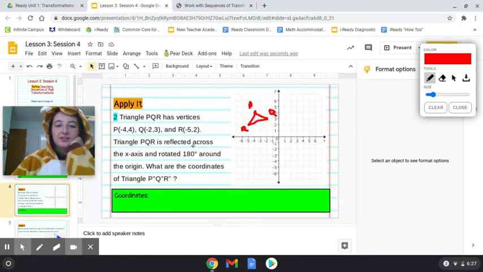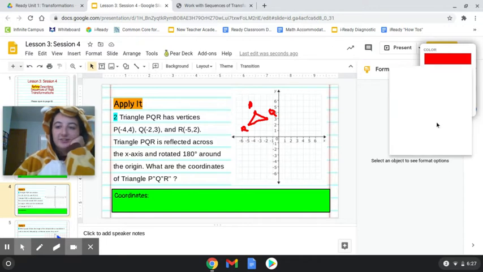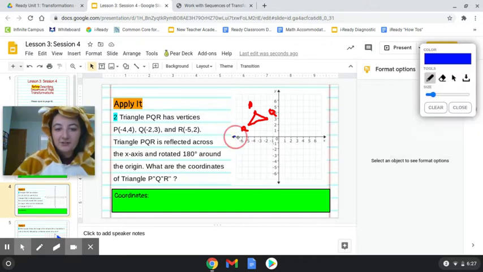Next, it is asking us to reflect across the x-axis. So that's this right here. Remember that all these points are equal distance from that line of reflection. So here's our R prime, our P prime, and our Q prime. We connect them to make this triangle. So that's after one transformation.